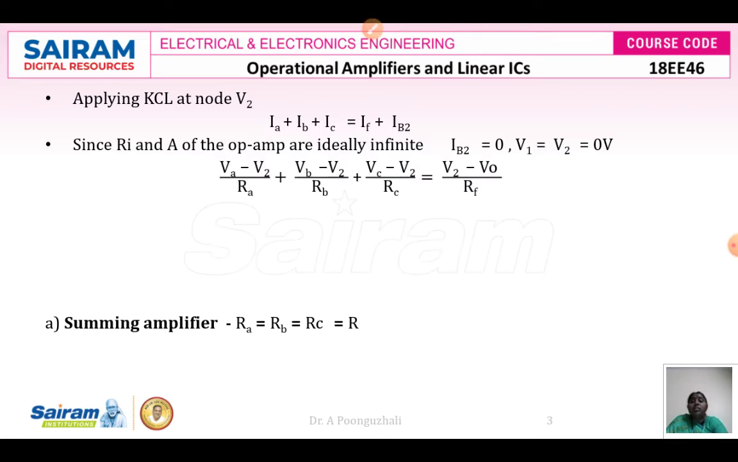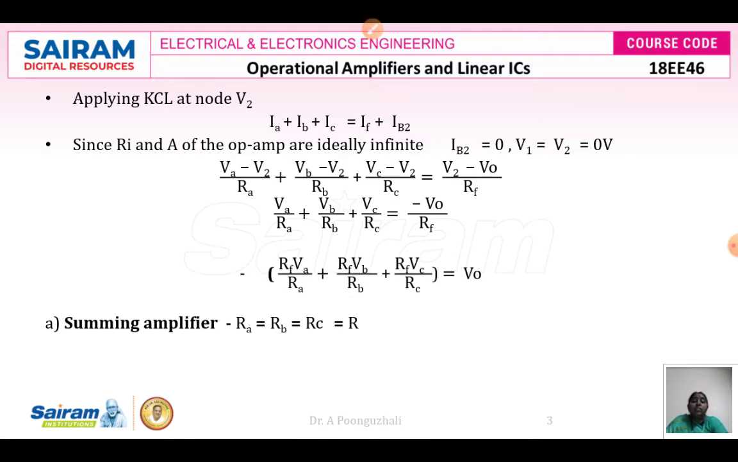So now we are going to substitute it. It is VA minus V2 by RA plus VB minus V2 by RB plus VC minus V2 by RC is equal to V2 minus V0 by RF. Substituting V2 is equal to 0, my expression is going to be like this. From this, V0 is equal to minus RF by RA into VA plus RF by RB into VB plus RF by RC into VC.